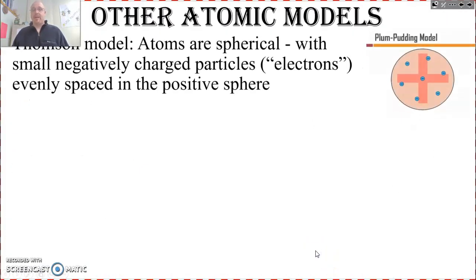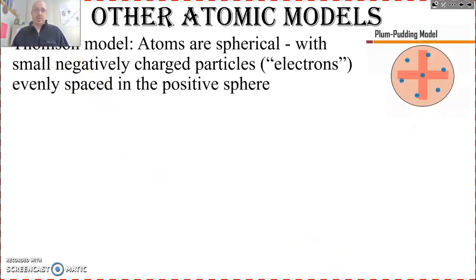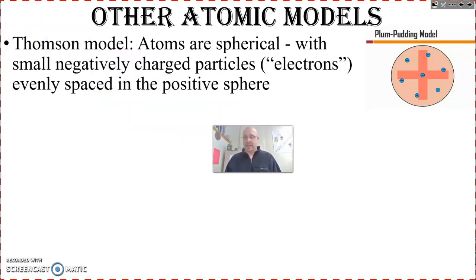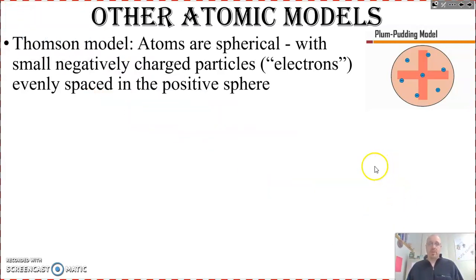Other chemical models came after Dalton. Thomson was a very famous person. Thomson basically said atoms are spherical with small negatively charged particles, those electrons, and they're evenly spaced inside the positive sphere. This was commonly referred to as the plum pudding model. You have a pudding, and inside the pudding are different little nuggets of goodness.